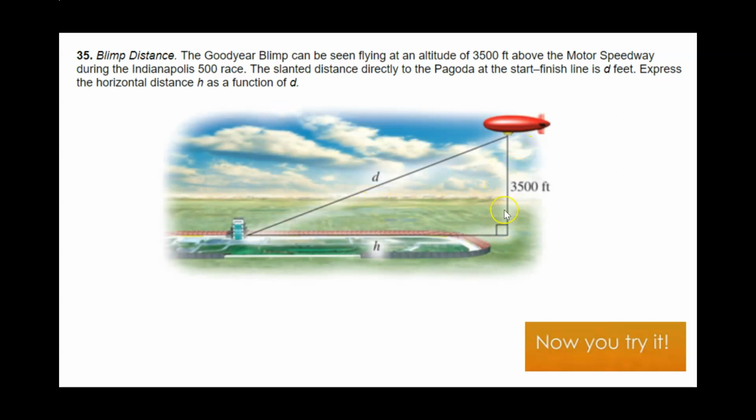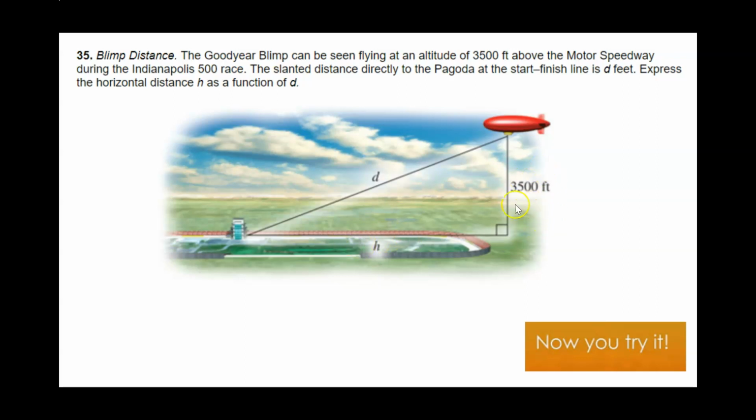So here's my picture. Here's the altitude here, the slanted distance, which is here. And then we have the start and the finish here. So if you're looking at this shape, this looks like a triangle. And what kind of triangle does it look like? A right triangle. With this right triangle, you should be using the Pythagorean theorem. A squared plus b squared equals c squared.